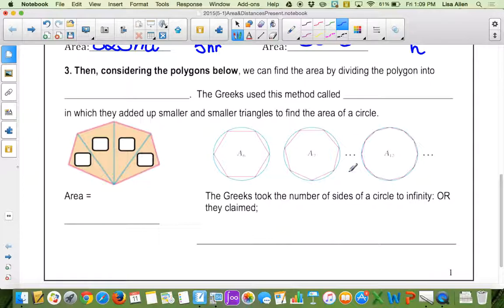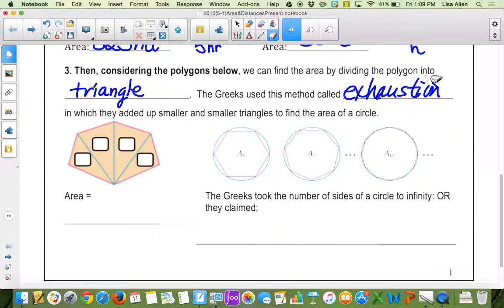Then, considering the polygons below, we can find the area by dividing the polygon into triangles. So if you take a look at the first one, you can definitely see it's divided into triangles. The Greeks used this method called exhaustion, and you can imagine that they would get really exhausted if they split up, say, a circle into maybe how many triangles? 2 million triangles, right? That would be exhausting. So the method is called exhaustion because of that. You kind of exhaust the efforts until you can't go any further.